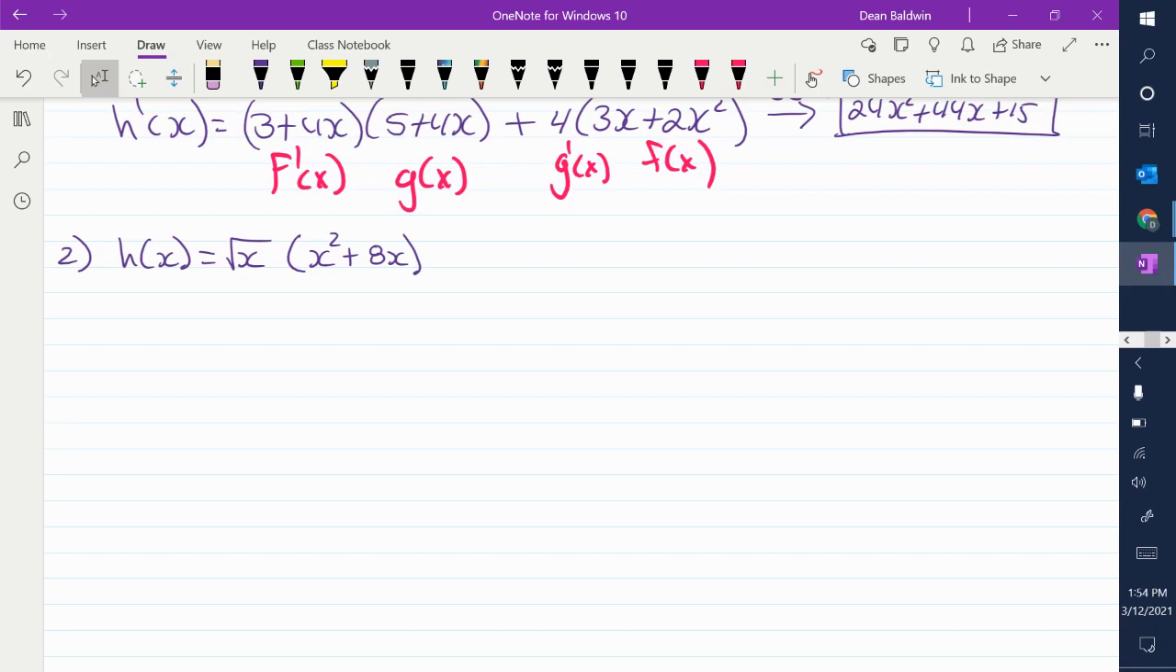So the first thing you should do is rewrite it as x to the 1/2 times x squared plus 8x. Now, pick your poison. You could do product rule, or you could just multiply the x to the 1/2 in and then do that polynomial.